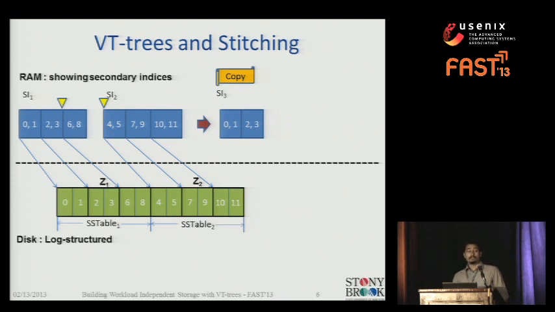And then it's 6, 8 and 4, 5. The 4, 5 doesn't overlap, so just copy its secondary index entry into a new secondary index entry for the new SS table we're creating. The next tuples we are going to compare are 6, 8 and 7, 9. They clearly overlap. So in this case, we have to merge them.